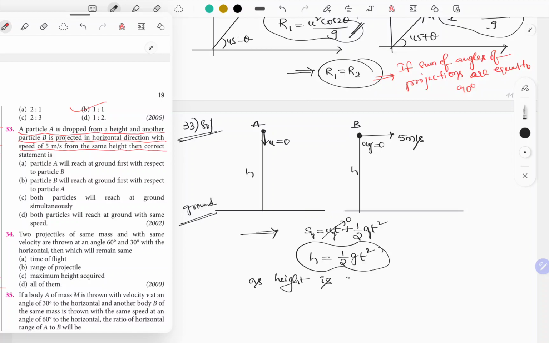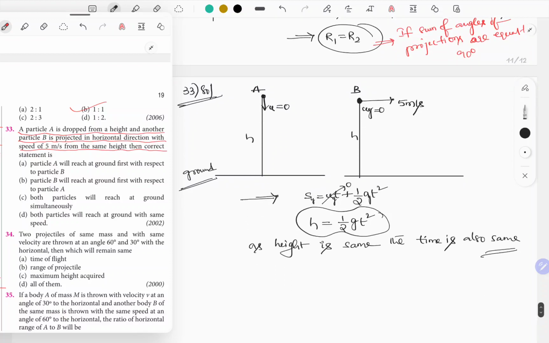As the height is the same, then the time is also the same. Nothing is going to change here. You just have to observe the initial vertical components of velocities of both the objects. The initial vertical components of velocities of both the objects are equal to zero only. That is the reason the time taken by the projectiles is the same.